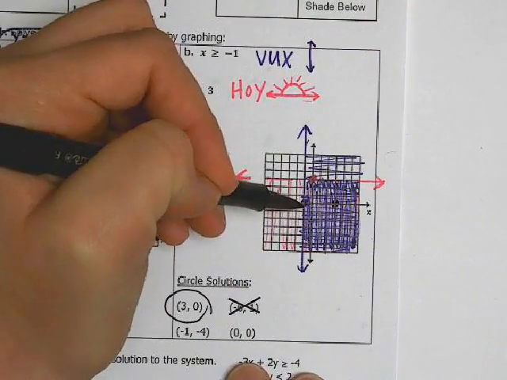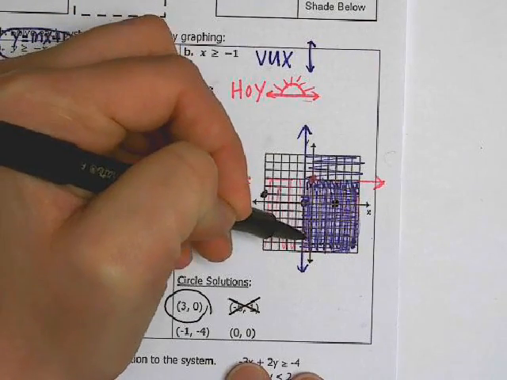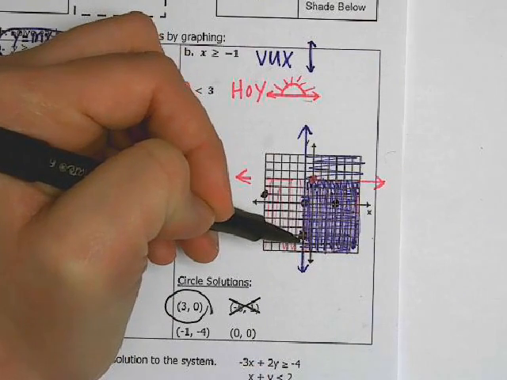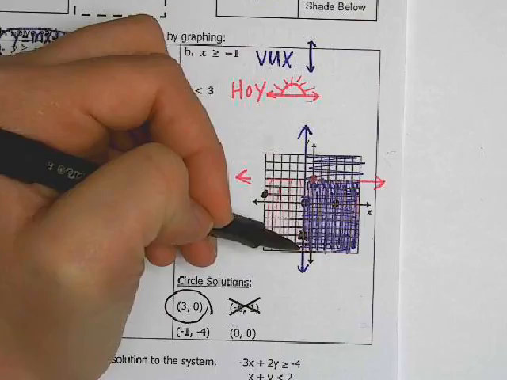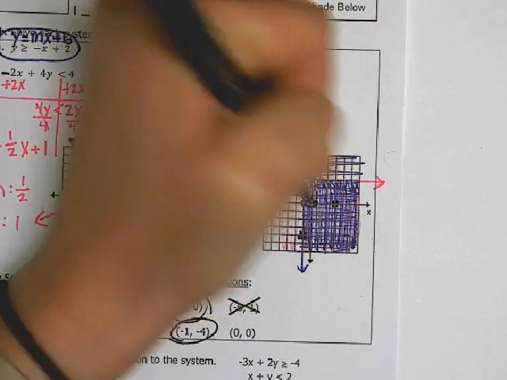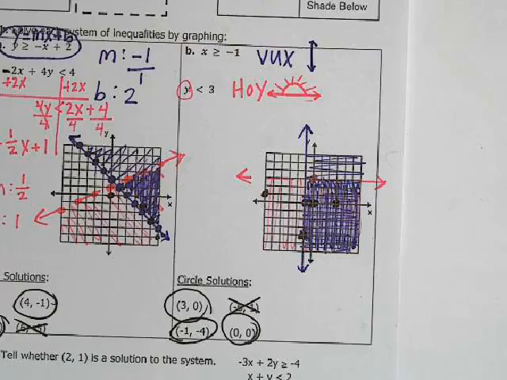Negative 1, negative 4. Is this a solution? Yes. Is it on a solid line? Is that solid line touching the shaded region? The double shaded? Yes. 0, 0. Yes. Any questions? Yeah? No. Oh, I thought you said yes.